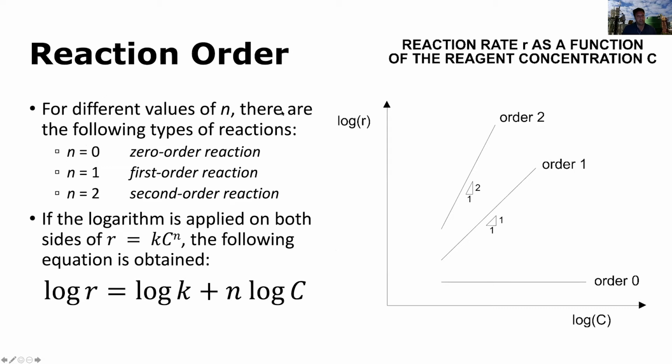For different values of N, we have these different types of reactions. We call this zero order reaction for N equals 0, first order reaction for N equals 1, second order reaction for N equals 2. And if we look at a plot of the log of the reaction rate with respect to the log of the concentration, we see that the zero order reaction has a flat slope of 0. The first order reaction has a slope of 1 to 1, and the second order reaction has a slope of 1 to 2.